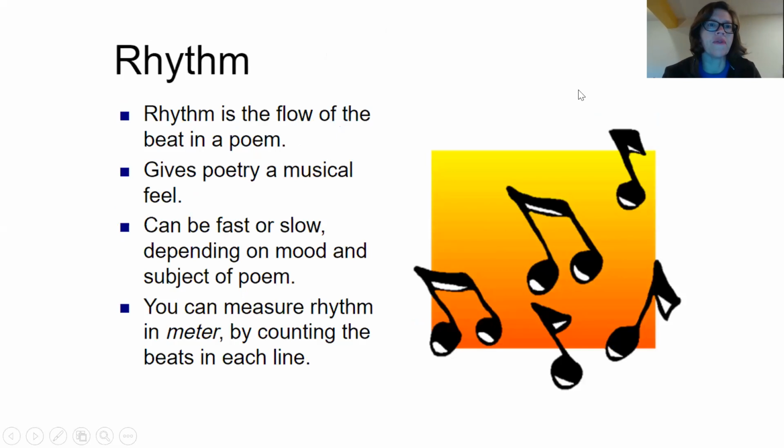So rhythm is the flow of the beat in a poem. It gives poetry a musical feel. It can be fast or slow, depending on the mood and the subject of the poem. You can measure rhythm in something known as meter by counting the beats in each line.